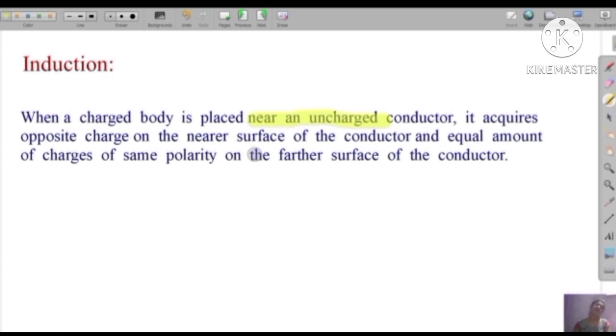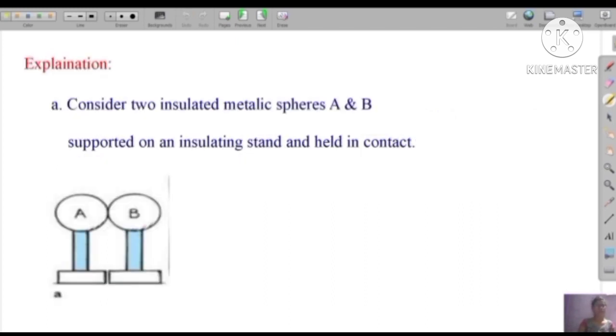The process of induction is also used only for conducting materials. To make you understand clearly, let me explain using examples. Here I have considered two metallic spheres, metallic sphere A and metallic sphere B. Now let us see the explanation.